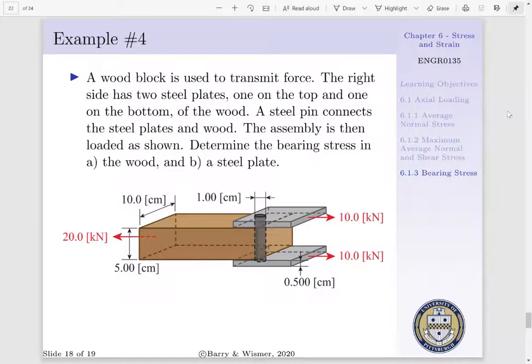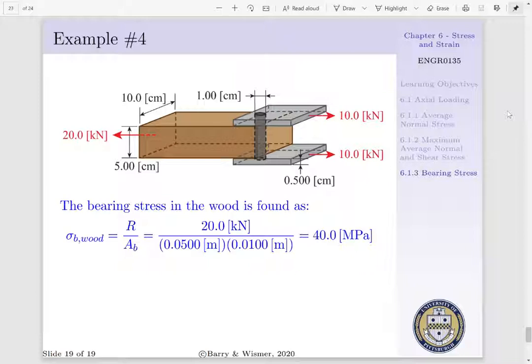To see this in application, let's consider a wood block that is used to transmit force. The right side of our block has two steel plates, one on top and one on bottom. A steel pin connects these steel plates through the wood. Now the assembly is loaded as shown, where we have a 20 kN force applied to the left and two 10 kN forces applied to the right. We want to determine the bearing stress in the wood and a steel plate.